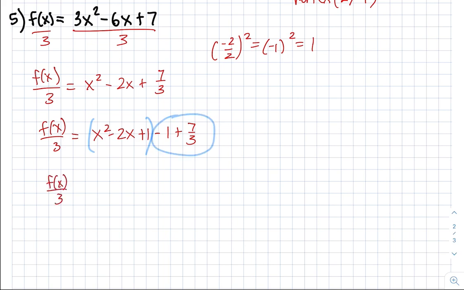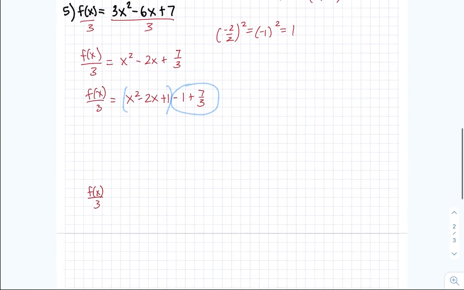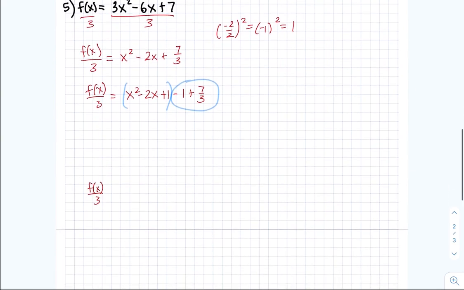So f of x over 3. Oh, sorry, I need to write this lower. Okay, so again, you know you did this correctly because if you find the same number twice, then that means you've completed the square. So what is the thing where it's multiplied to itself will give you 1, but when added gives you negative 2? Negative 1 and negative 1. So we're going to have x minus 1 squared. And then negative 1 plus 7/3.